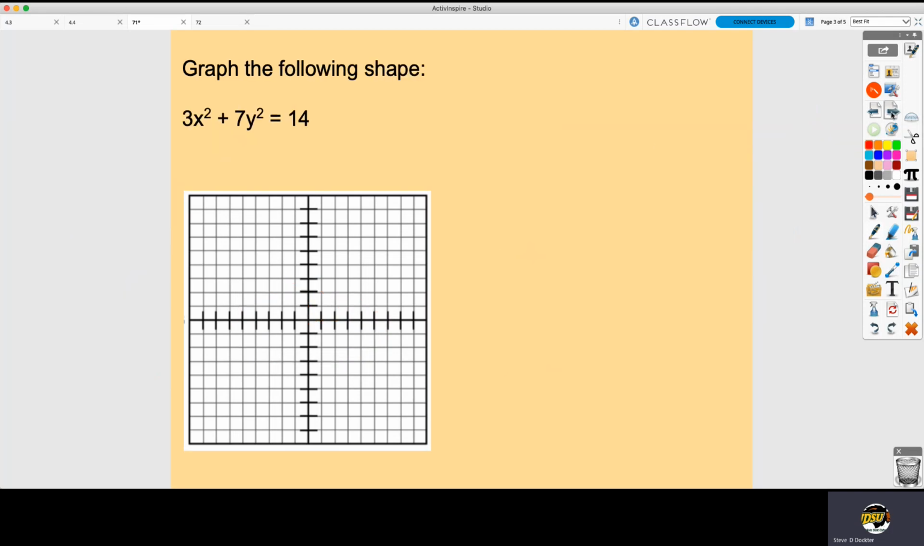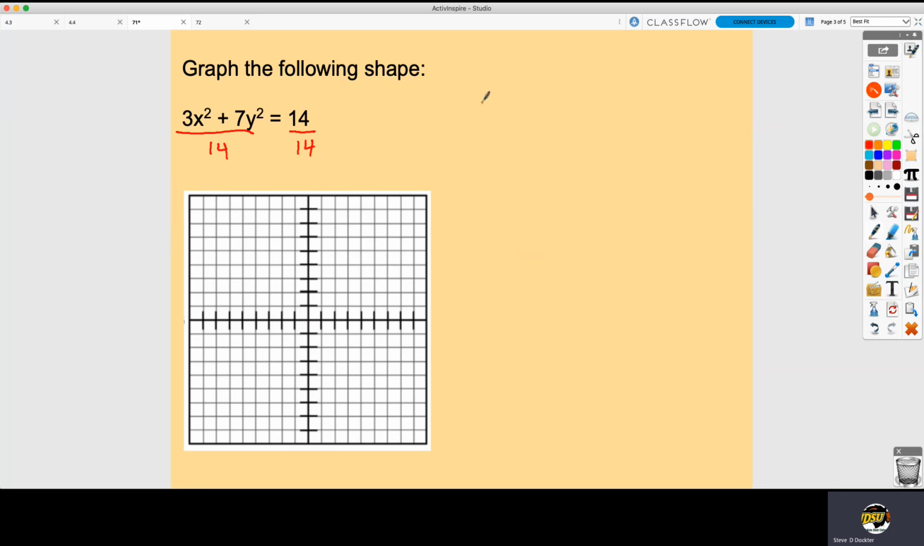All right, so clean slate, we'll do another one. We're going to graph it and we're going to find the focus here. So 3x squared plus 7y squared equals 14. First step is to do what here? Yes, we have to get it equal to 1, so we're going to divide everything by 14.